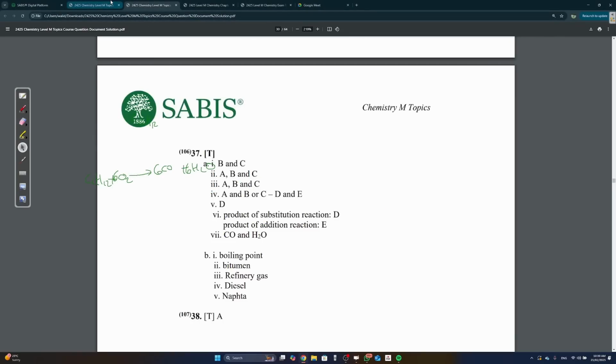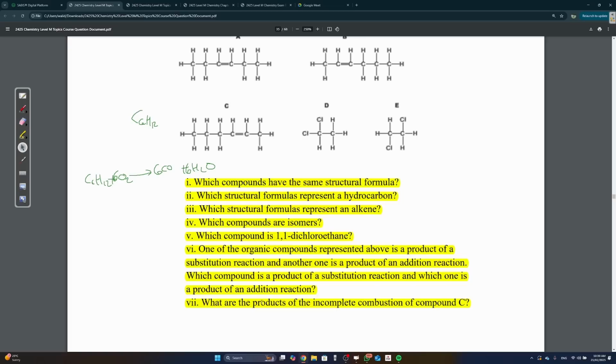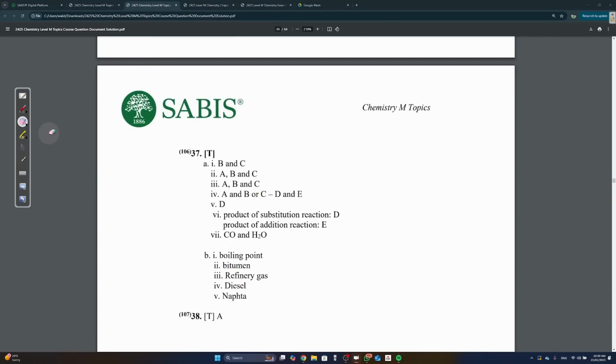They don't want the equation. What did they say? What are the products? Ah, carbon monoxide and water. Okay, of course. Yeah, that's way easier.